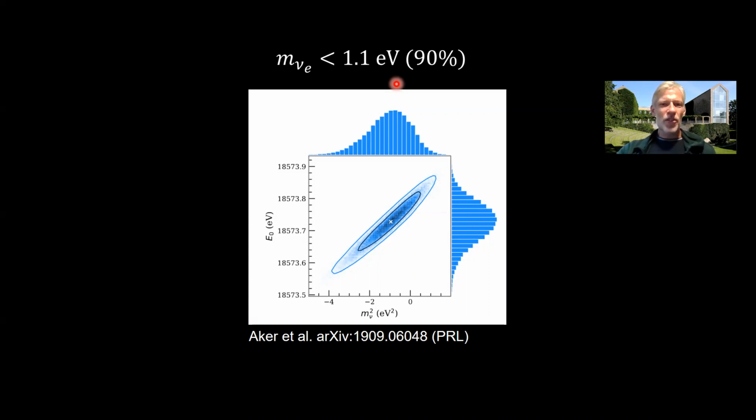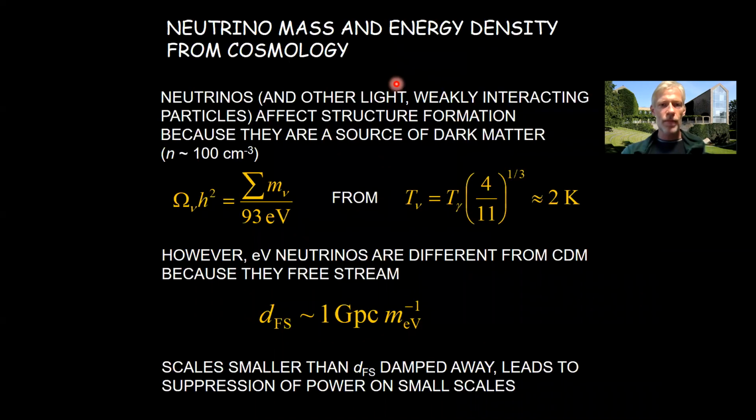Unfortunately, this is also in many ways the end of the line, at least for that kind of technology. It's hard to push it further. And that means that this type of experiment can never really probe into the hierarchical range of neutrino masses, unfortunately, which is maybe where we think we should be looking for neutrino masses. So that's where cosmology comes in.